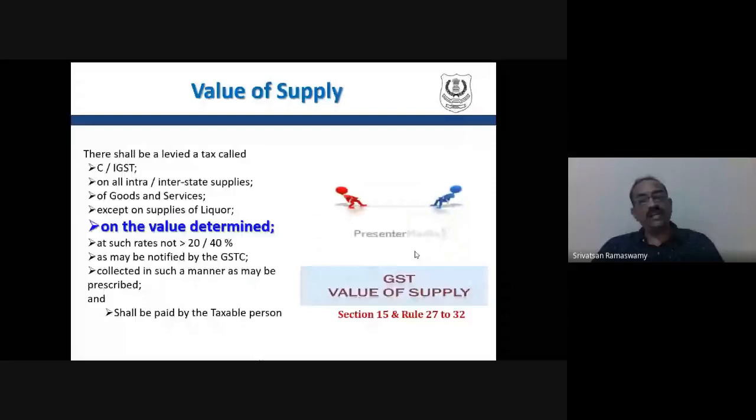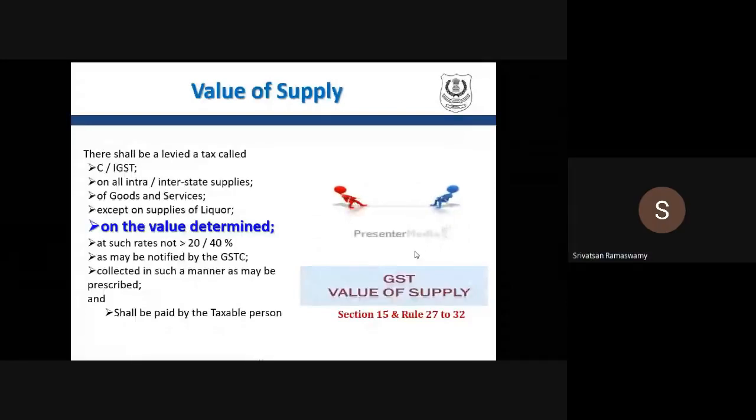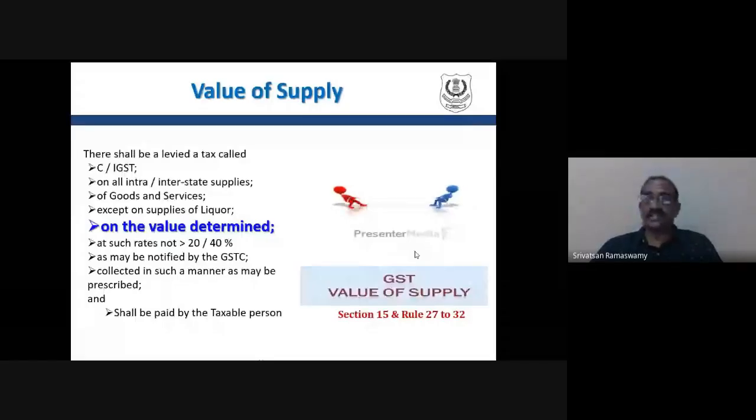So let us start with this value of supply. I hope you remember this slide as I showed you when we were speaking about the liability to pay tax and also the levy. In fact, as somebody rightly pointed out, the levy of tax is under Section 9 of the CGST Act and SGST Act, and Section 5 of the IGST Act. So what does it say? I'm just trying to give you the essential ingredients of the charging section, right?